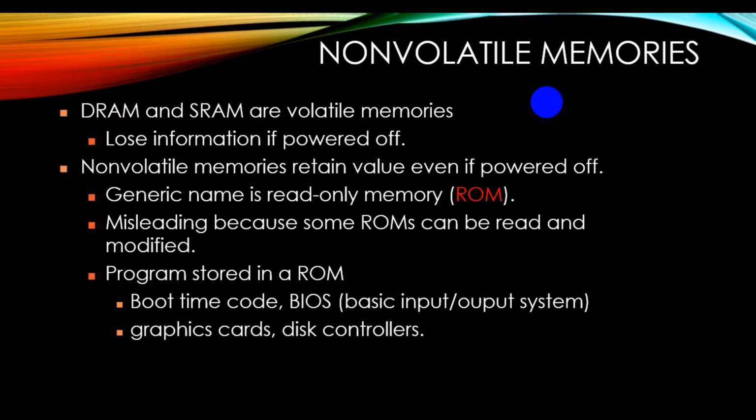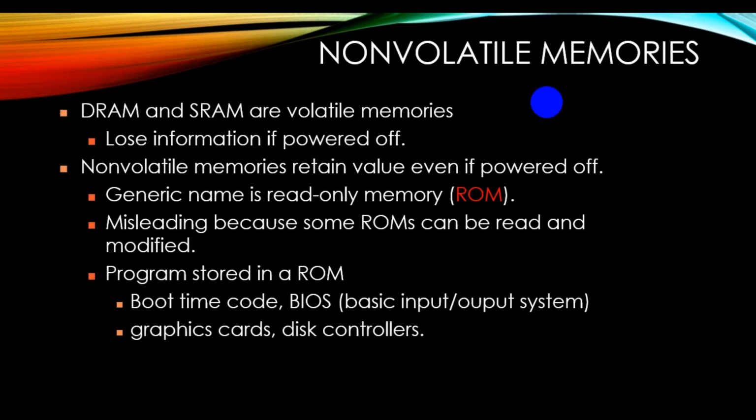DRAM and SRAM are volatile memory. Volatile memory loses information if the power is off, and non-volatile memory retains the value if the power is off. Whenever you power off, it still contains your value. The generic name is read-only memory, which is misleading because some ROMs can be read and modified also. Programs stored in ROM include boot time code, BIOS, and graphics cards and disk firmware.